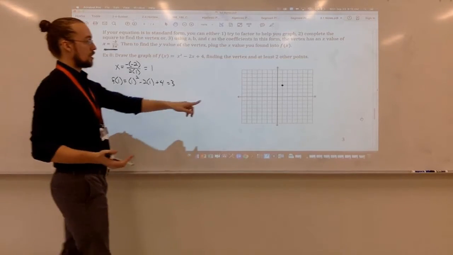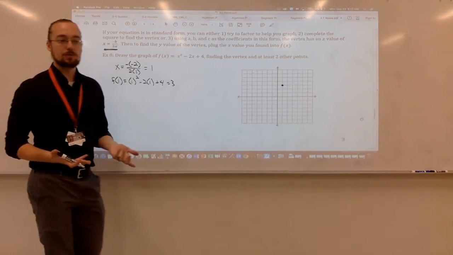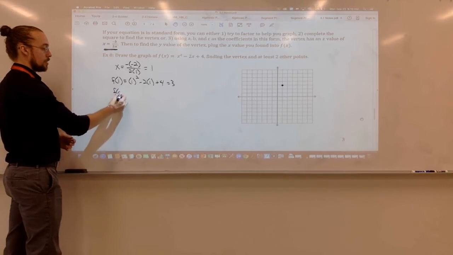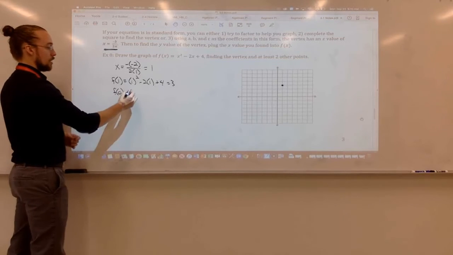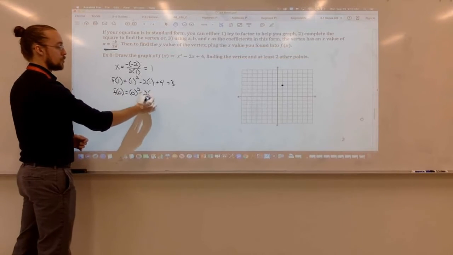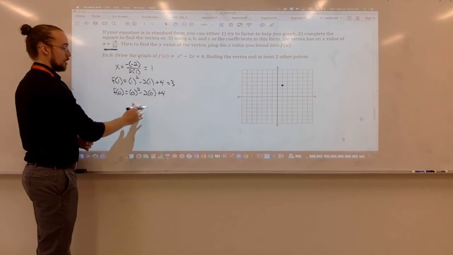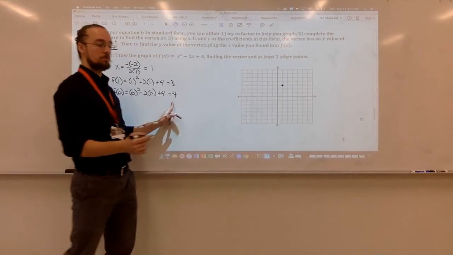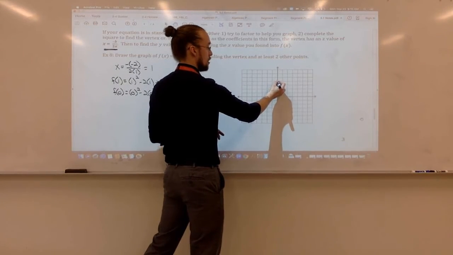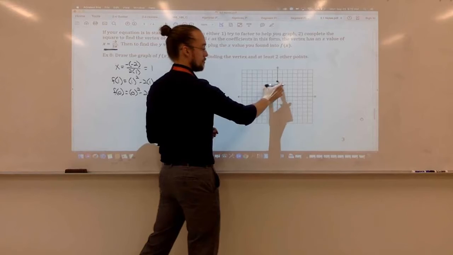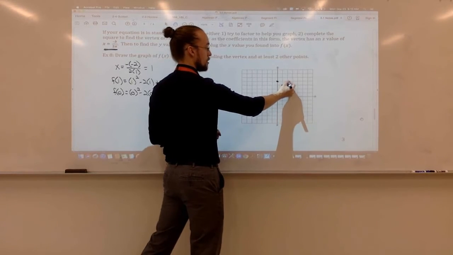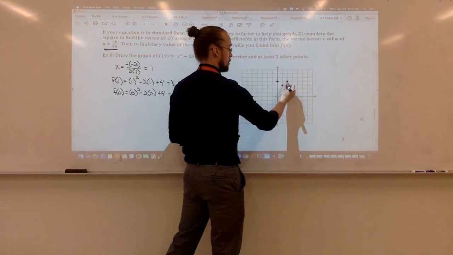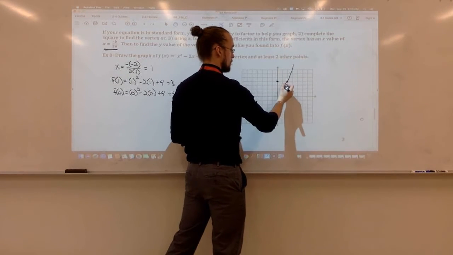Well, again, plugging in 0 seems like it would be a good option in this case. So I can evaluate f of 0. That would just be 0 squared minus 2 times 0 plus 4. So 0 minus 0 plus 4 gets me that the point 0, 4 is on the graph. Well, if 0, 4 is on the graph, using symmetry, that would also mean that 2, 4 is on the graph. And I can sketch my parabola.